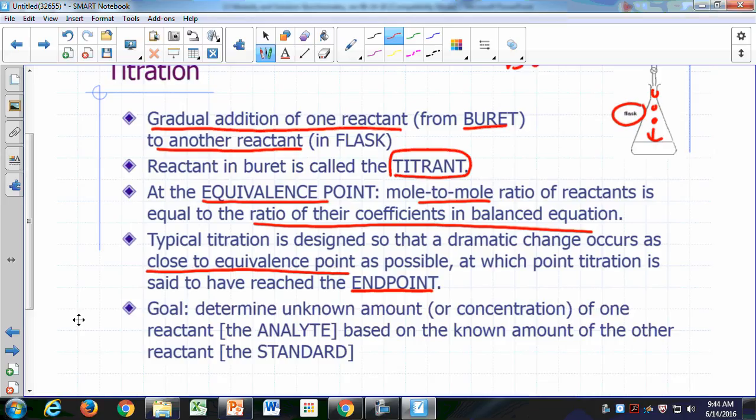A titration is generally designed so that the endpoint is as good an approximation as possible for the equivalence point. For practical purposes, we say at the endpoint we are at the equivalence point.